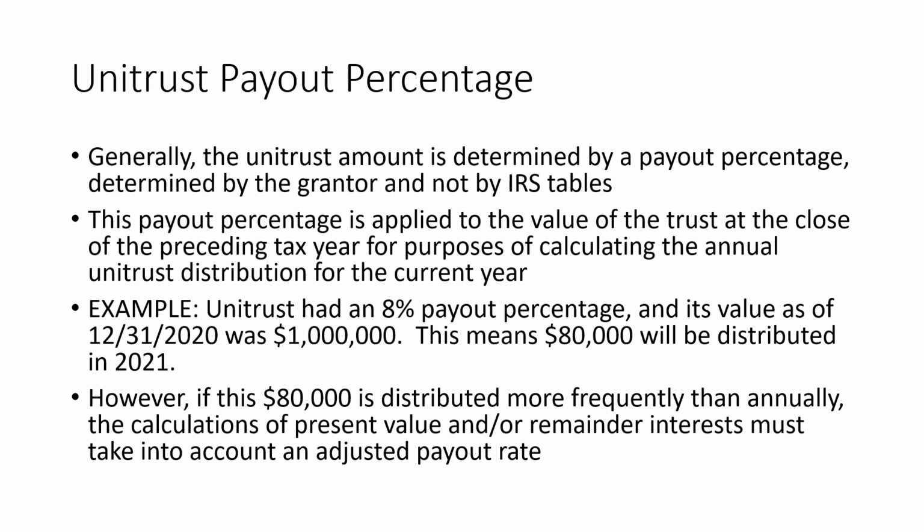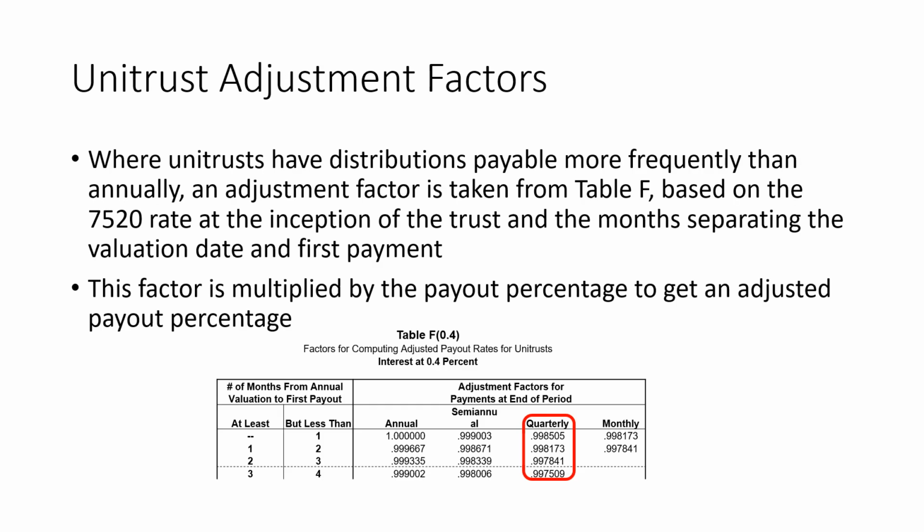However, if the $80,000 is to be distributed more frequently than annually under the trust, the calculations of present value or remainder interest of that Unitrust must take into account an adjusted payout rate. So we're going to adjust that 8% payout rate by a factor. Where those factors are determined is under IRS Table F, which is based on the 75/20 rate, not for the year of valuation, but for the year that the trust was created.